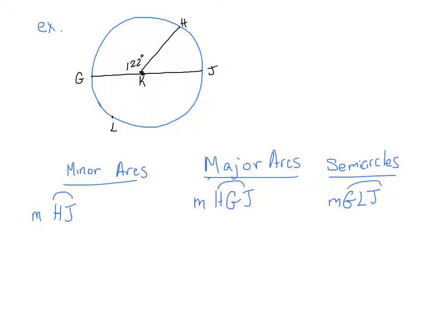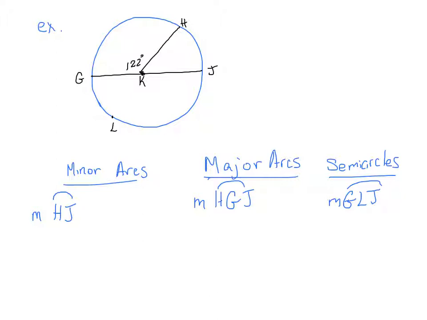Arc GLJ. All right, and there are other minor arcs and other major arcs and other semicircles, but I'm going to start off with the first minor arc because I just wanted to show you initially how to name these arcs. So measure of arc HJ.